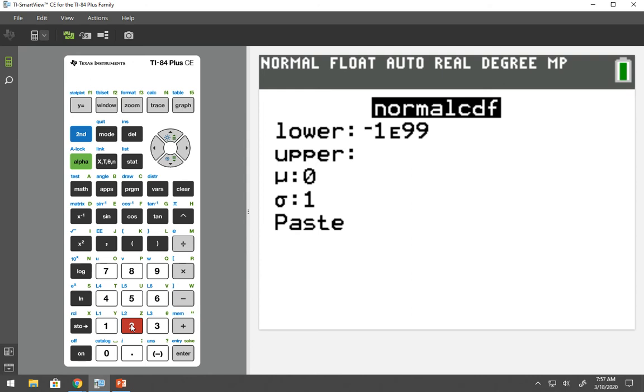My upper number. Well, I was calculating an upper number of -1.03. That's where I want my area to stop, and I'll draw this in when we go back in a second. My mu value, I want it to be on a standard normal 0, and I want a 1 for the standard deviation. We're calculating area here. Go down, I hit the paste button.